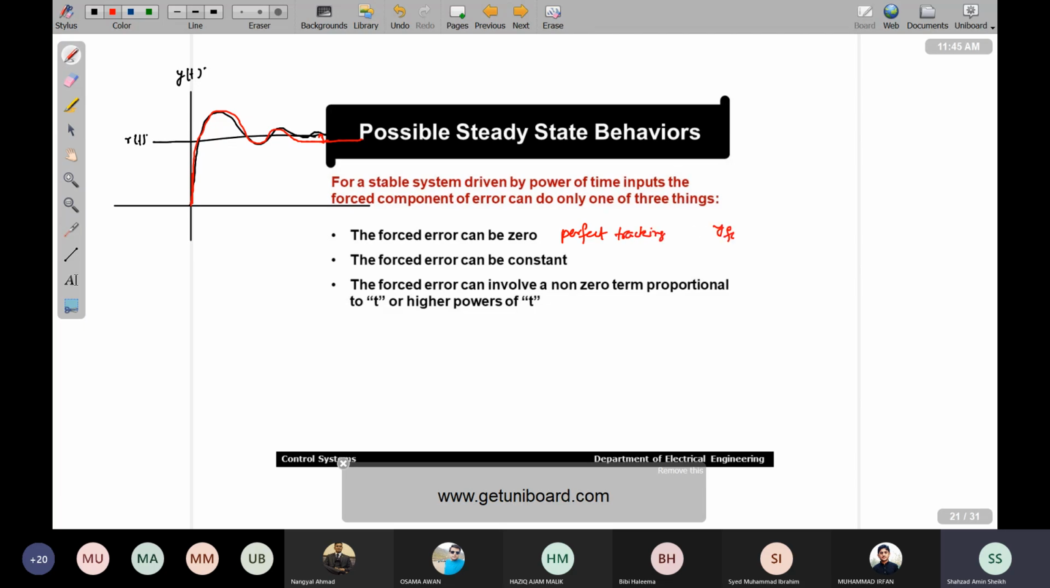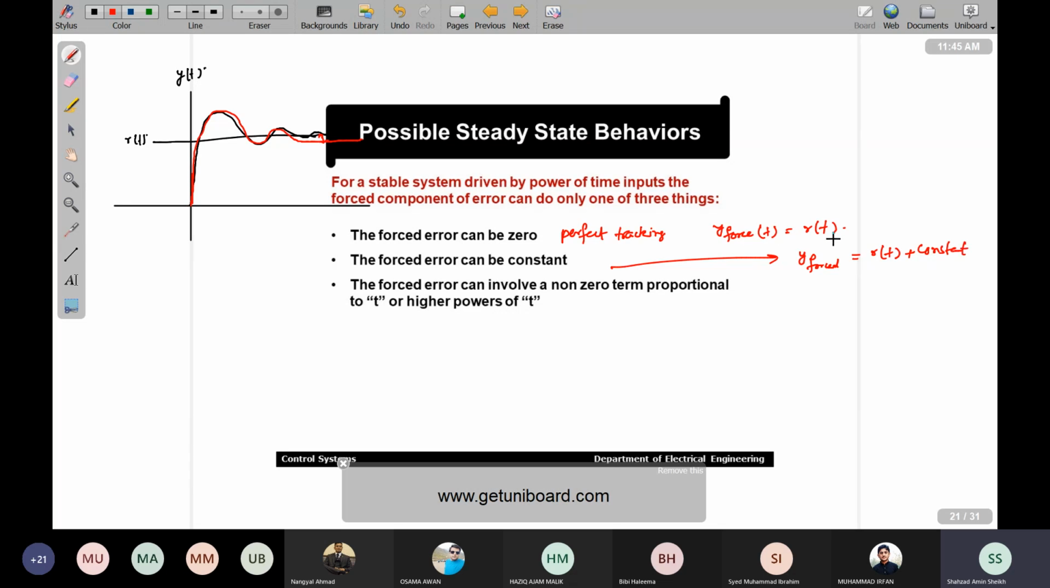That is, y forced would be equal to r of t. Perfect tracking: the forced error term is 0. Similarly, the forced error can be a constant, so that after the natural response has decayed to 0, the error is constant and the tracking system output and the reference input differ by that constant value. What this means is that in this case y forced would be equal to r of t plus some constant.